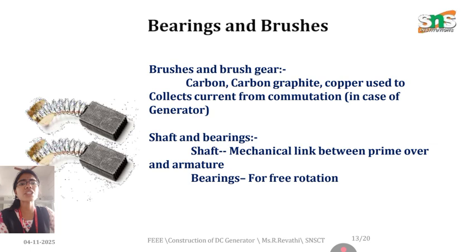Bearings and brushes are used for the shaft, and the bearing is a mechanical link between the prime mover and the armature. The prime mover is the thing which we use to rotate the device, for mechanical support. The bearing is for free rotation. Brushes and brush gears are carbon graphite or copper, used to collect current from the commutator.